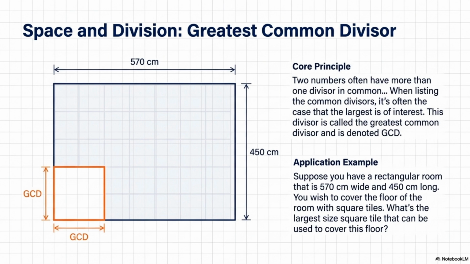Wow, okay. So you need to buy 30 centimeter square tiles, and they will perfectly cover the 570 by 450 room without a single millimeter of waste. It's extremely practical. Yeah, and you could use the exact same mechanism for the textbook's bookshelf example.